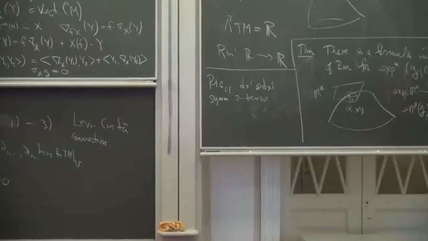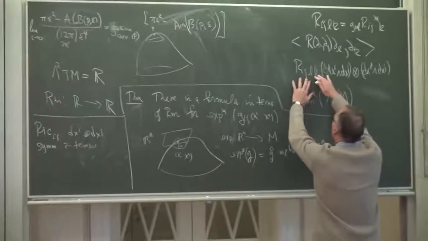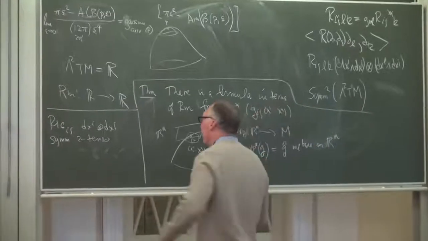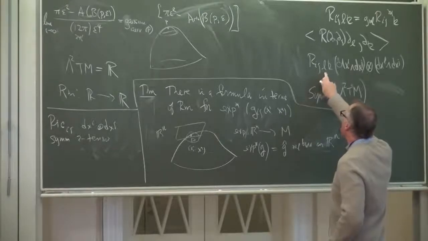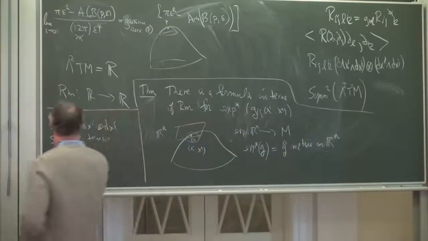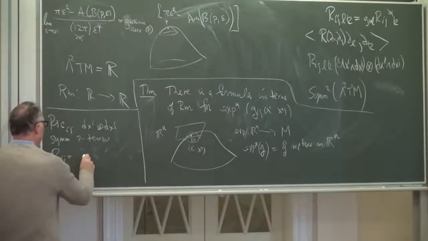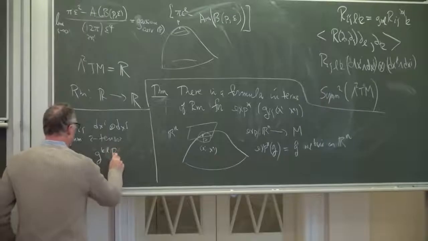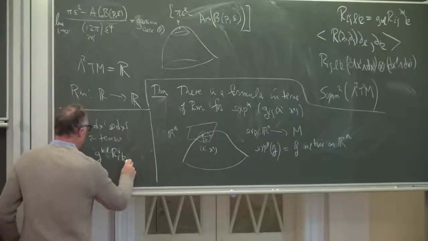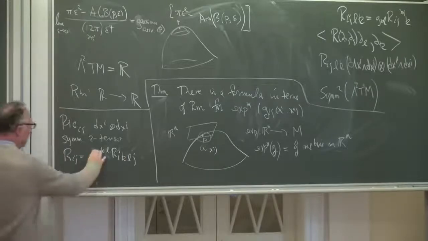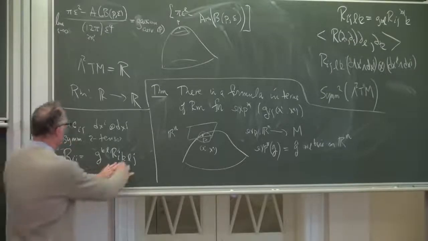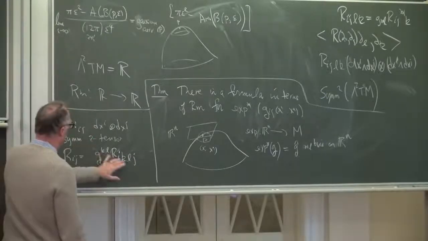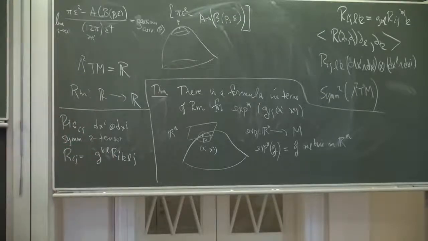Remember I told you it was skew in these two variables, and symmetric under this interchange. And the Ricci tensor is determined from the Riemannian tensor by tracing on these middle two variables. So in local coordinates, R_ij is simply g^{kl} R_{ikl j}, with the Einstein summation convention. So this symmetry of the Riemannian curvature tensor implies the symmetry of the Ricci tensor, and this is, as I say, a symmetric two-tensor.